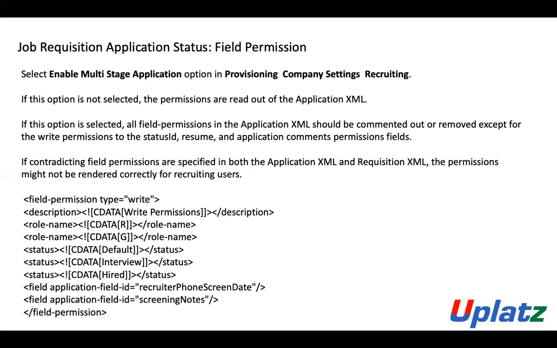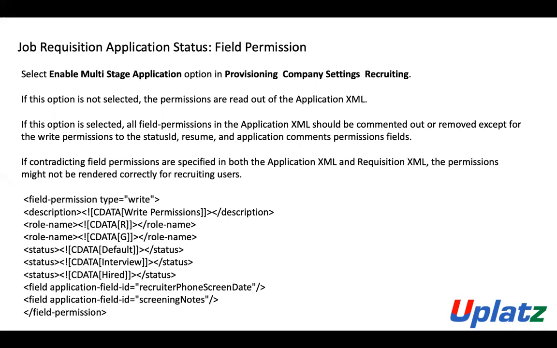So just make sure that recruiting has been enabled in the provisioning. You need to log into the provisioning, go into the company settings, and then select recruiting. If this option has not been selected for a multi-stage application, and the permissions have been set as read-only for an application, for example, you will not be able to perform write operations on it. If the option has been selected, all the fields present in the application XML, I will be showing you the job requisition as well as the application XML, should be commented out.